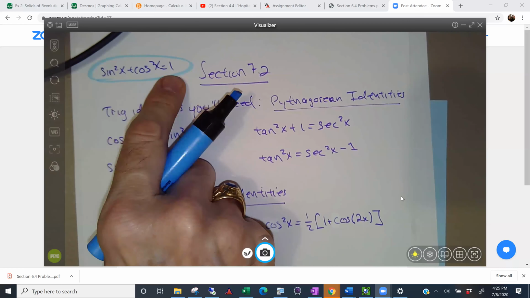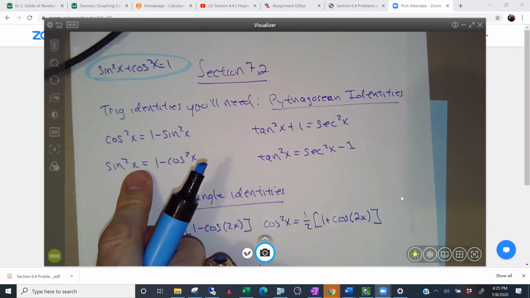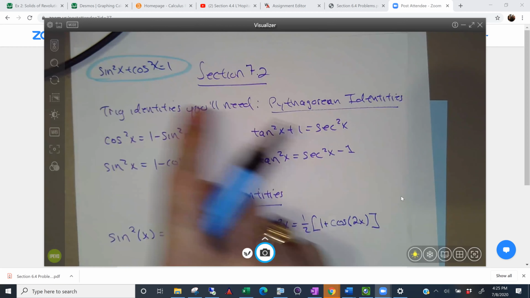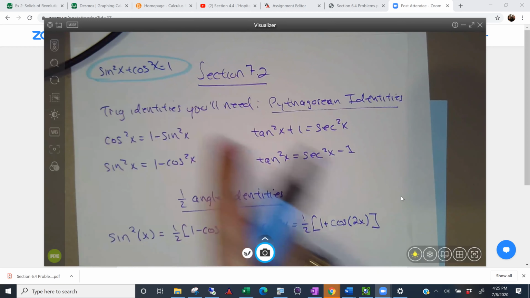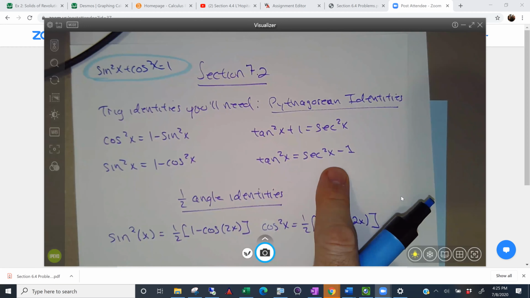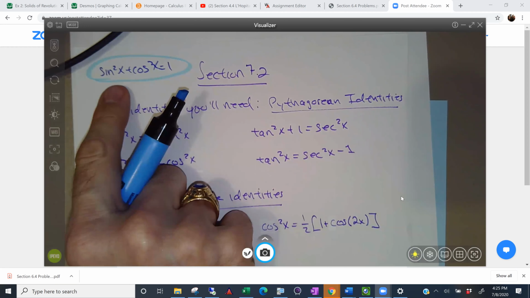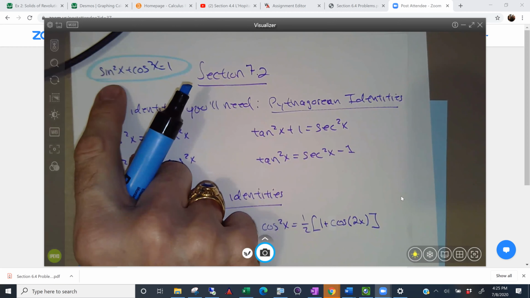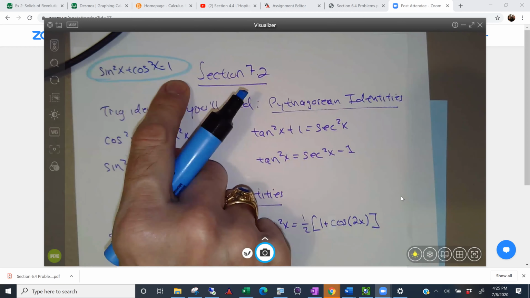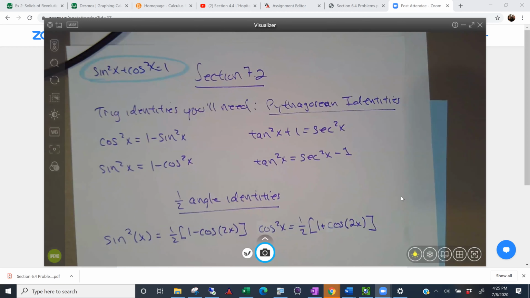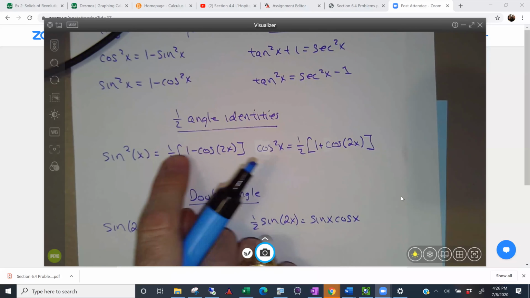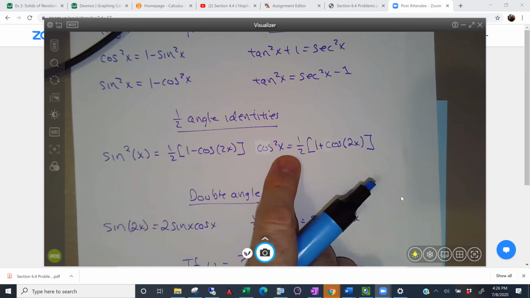You move the sine or the cosine terms to the other side, you get some nice expressions for sine squared or cosine squared. If you divide this by cosine squared, I get this identity. Divide everything by sine squared, then I get 1 plus cotangent squared equals cosecant squared. I didn't write those here. Your half angle identities are helpful in working with your sine squared and cosine squared terms.